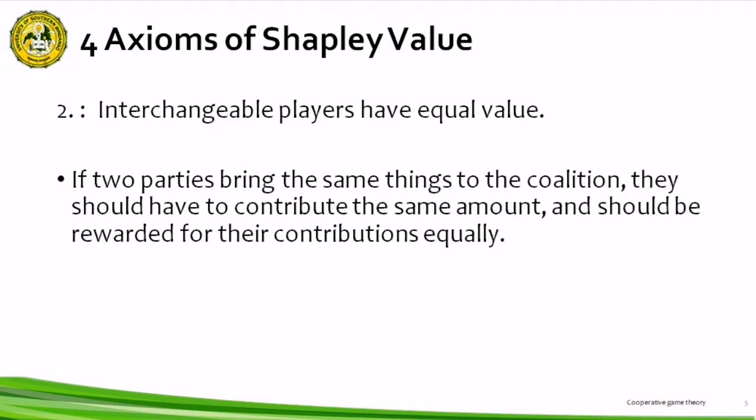Number 2 is interchangeable players have equal value. If two parties bring the same things to the coalition, they should have to contribute the same amount and should be rewarded for their contributions equally. Like for example, if you and your friends both ordered the same item, you should both pay the same price. If employees have the same capabilities and work the same hours, they should be paid the same amount.